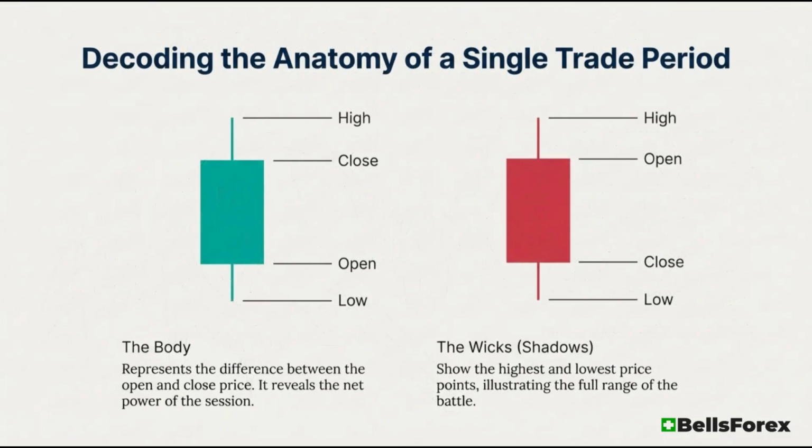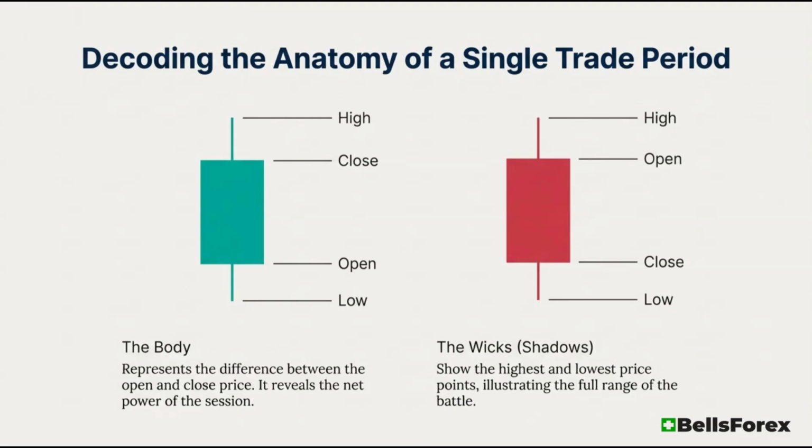Right. And to start, let's just quickly define our core tool. A candlestick represents price action over a specific period. The solid part is the body that shows the difference between the open and the close price. And those thin lines sticking out are the wicks, or shadows. They show the highest and lowest prices reached in that period. Exactly. And when these candles combine in specific ways, they start to tell a story of commitment, conviction, and sometimes just emotional exhaustion in the market.